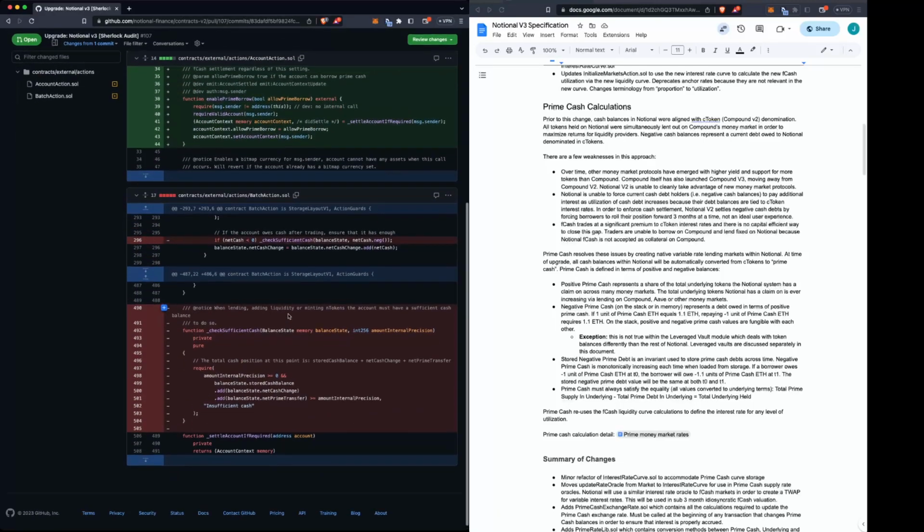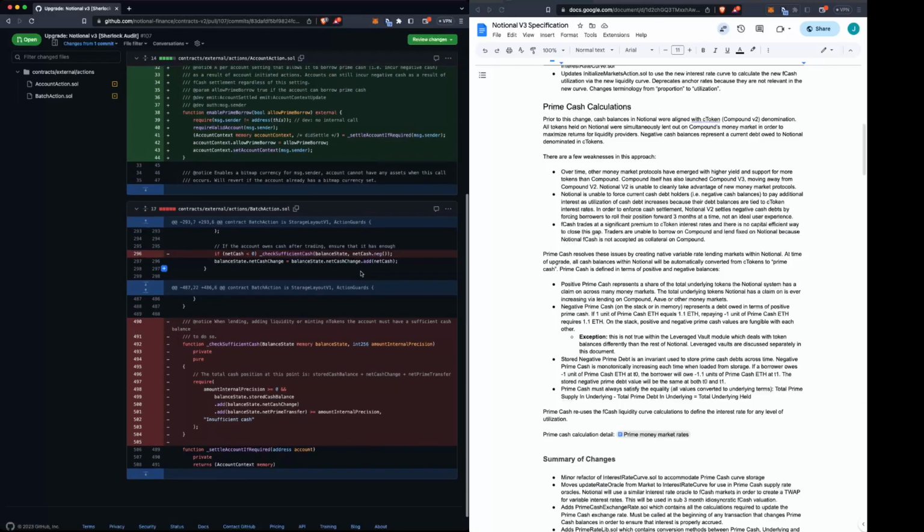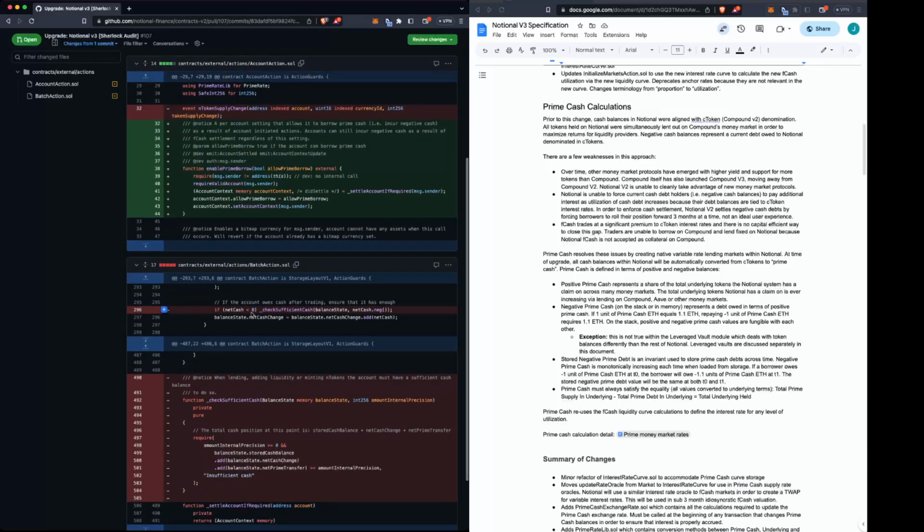So this is a fairly small commit. This was mostly a UX change. We add a new flag on the account context called allow prime borrow. If the user calls this method and sets this to true, then as the account goes through batch action or withdraw, or when it hits the balance handler, it'll be allowed to incur a negative cash balance.